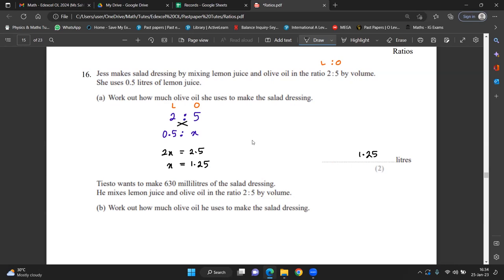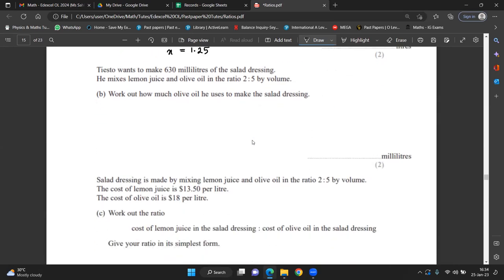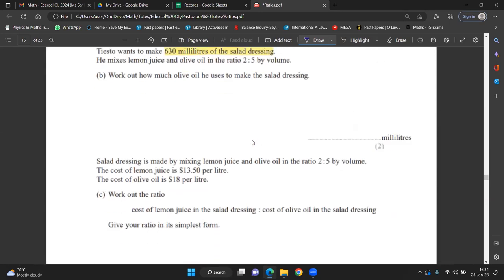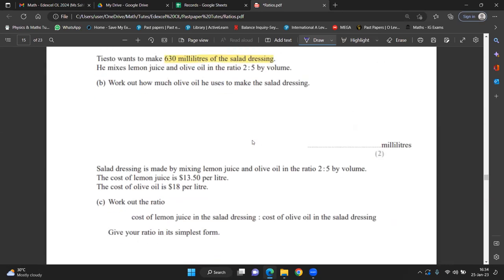Tiesto wants to make 630 milliliters of the salad dressing. He mixes lemon juice and olive oil in the ratio 2:5 by volume. Work out how much olive oil he uses to make the salad dressing. Guys, total salad dressing is 630 milliliters. Yes or no? Out of this ratio 2:5, what is for the oil? 5 or 2? So you say olive oil will be 5 over what's the total ratio? 7 multiplied by 630. 450. That was easy, right? Yes.